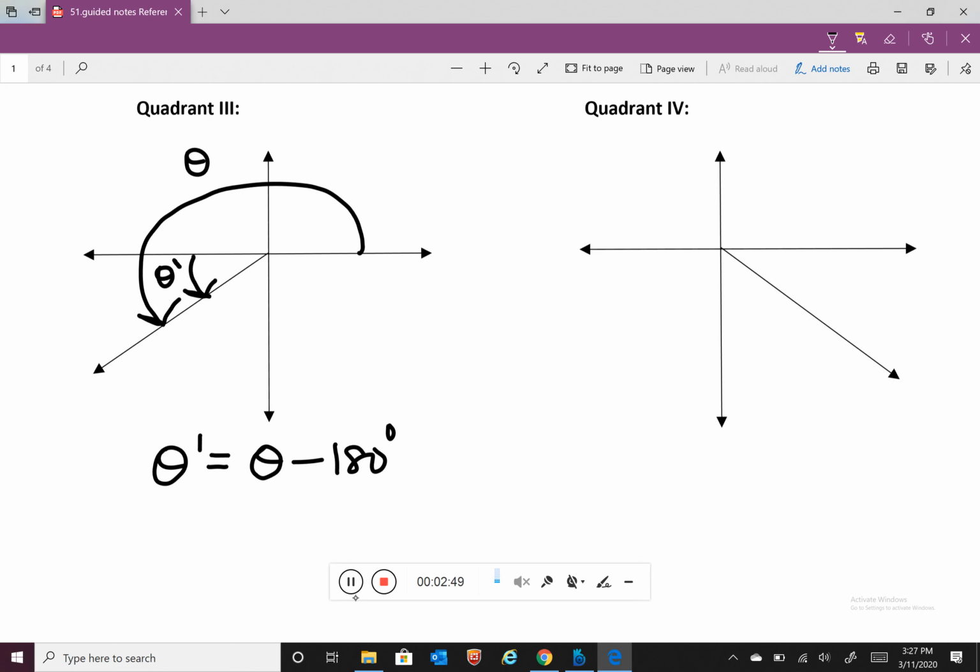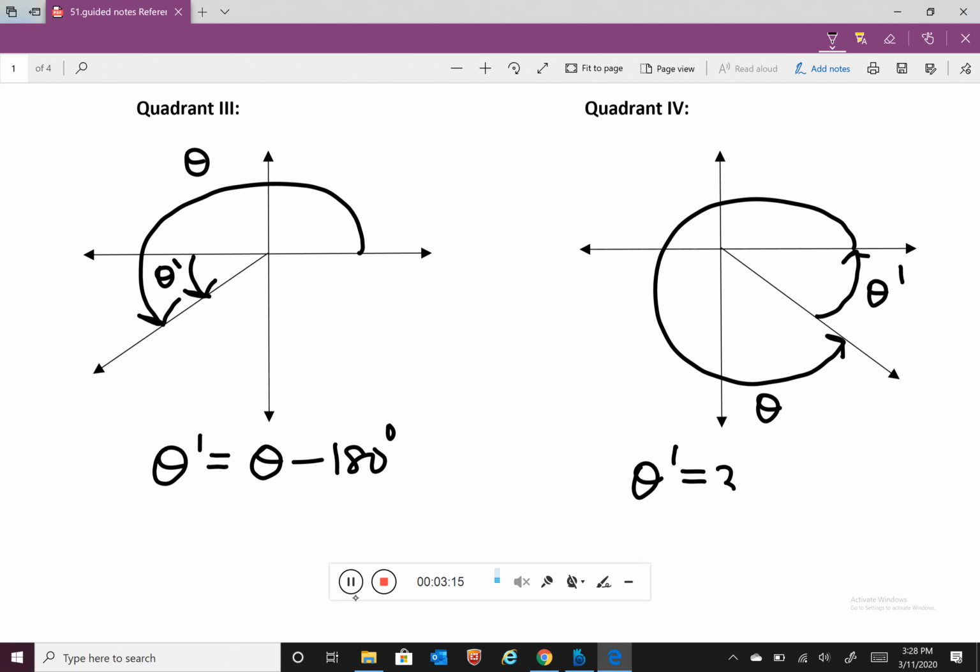For quadrant 4, our angle lies in quadrant 4 from the initial side to the terminal side, and it is short of reaching the x-axis. And so notice that the combined total of our angle with our reference angle gives us 360 degrees. Therefore, our reference angle is equal to 360 degrees minus our given angle.